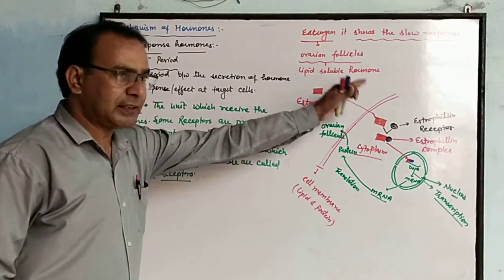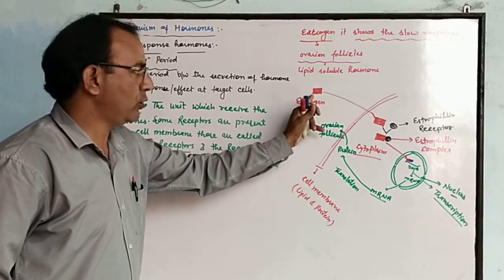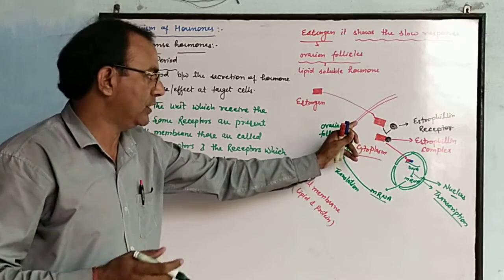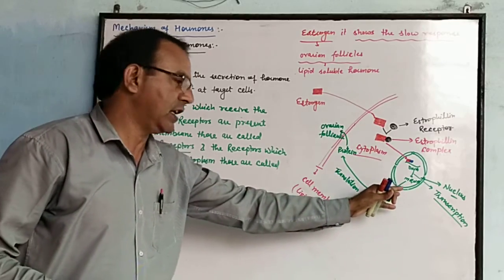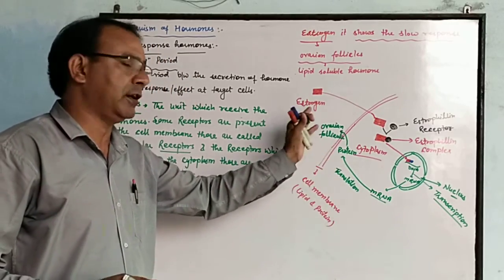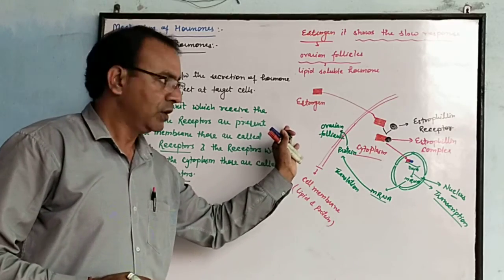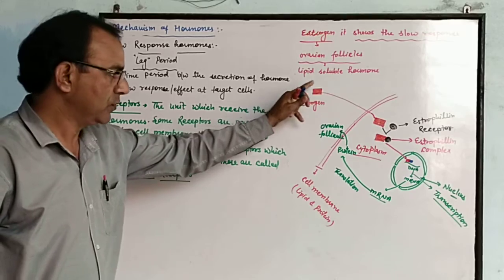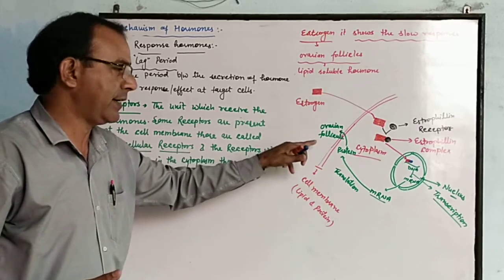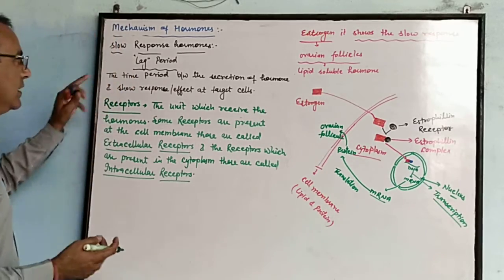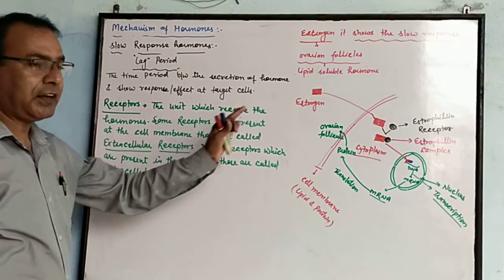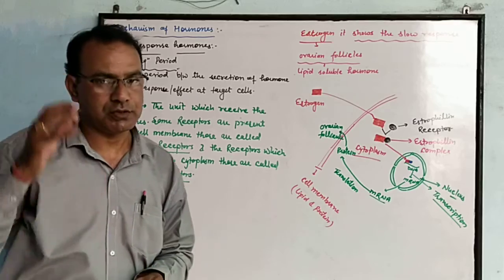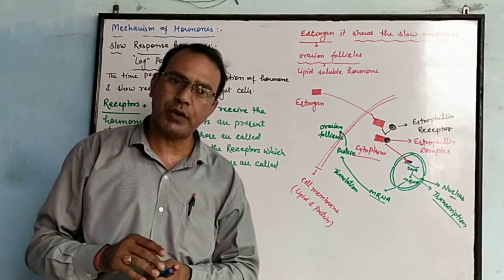So it takes time. The estrogen released from the ovarian follicle reaches the cell membrane, then the nucleus, then mRNA to protein, and then the protein acts on the ovary. So it takes time. That time period after secretion of the hormone, before it affects the target cell, is known as the lag period. So it takes a long time. It shows the slow response hormones. In the next part we will discuss quick response hormones.